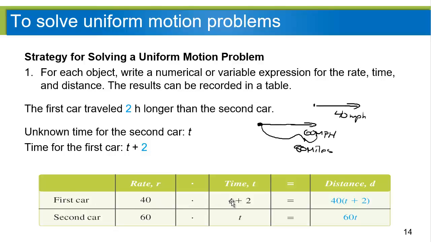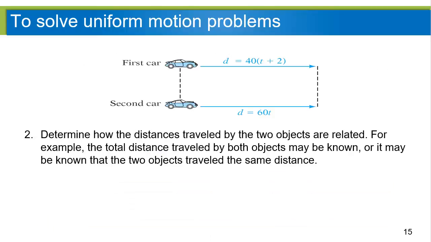The first car has a time of t plus 2 because they started off 2 hours ahead of them. The second car has a time of t. Here's the distance for the first car. Here's the distance for the second car. What do we know about those two distances when the second car passes? They've traveled the same distance. So you set those two things equal to each other and solve. I like it better with a picture and then doing the combined rates, right?